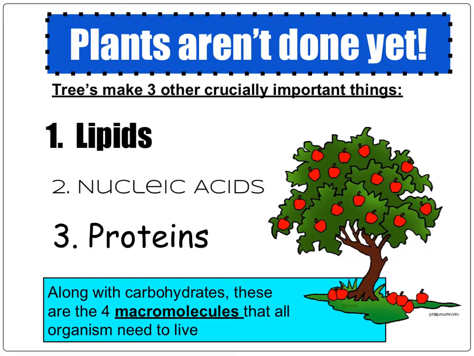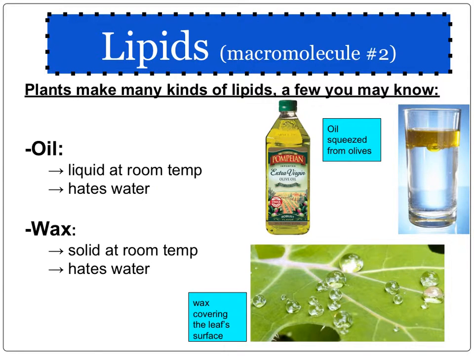Bio referring to life. The second macromolecule we'll be talking about, the first of course was carbohydrates, is lipids. Plants make many kinds of lipids, and there's a few that you will definitely be familiar with. One is oils, and there's a variety of oils. One is olive oil, squeezed from olives, we use it in salad dressings and a variety of things. It is actually liquid at room temperature. And waxes, which are another type of lipid made by plants, and they are actually solid at room temperature.